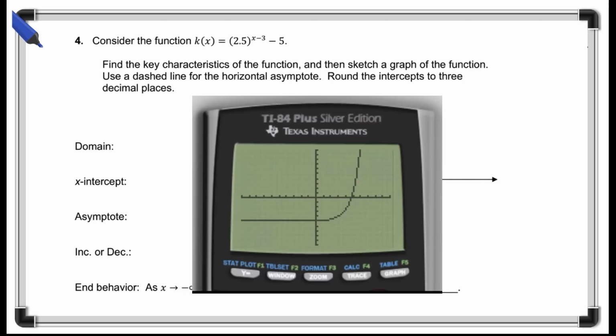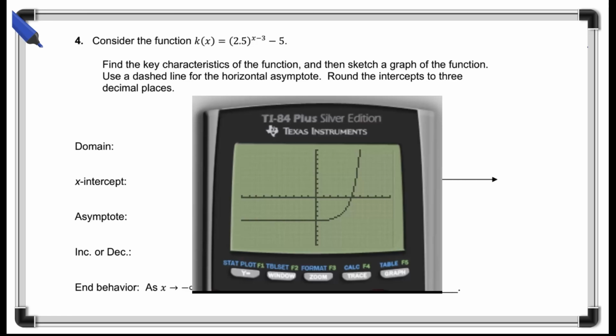In this case, because we had a shift down, our asymptote is going to get affected. So we are going to shift our horizontal asymptote down to that vertical shift, which was -5. We will have an x-intercept now because it does cross. And our y-intercept you can find from our table. So let's get the x-intercept first.